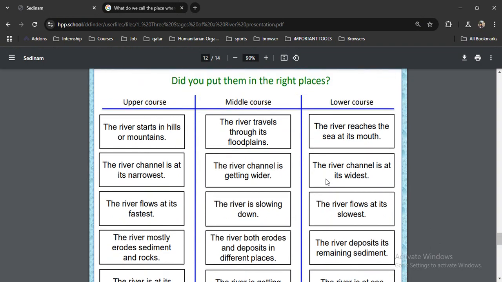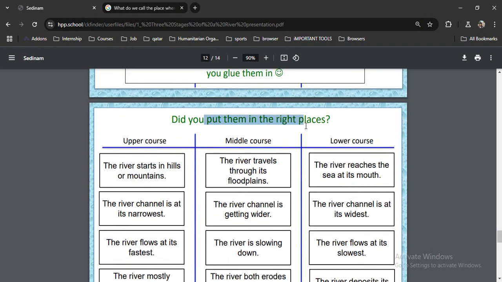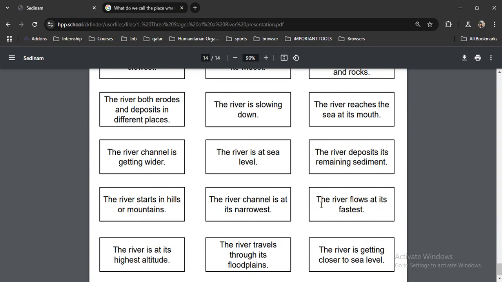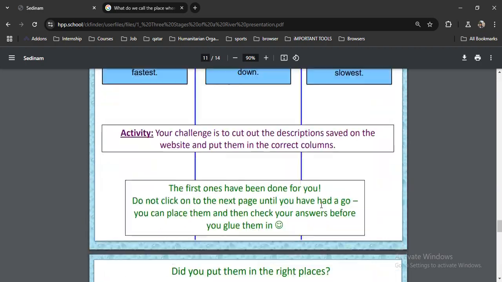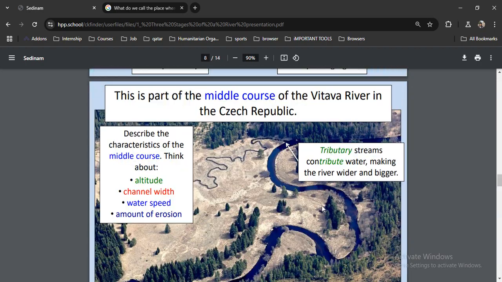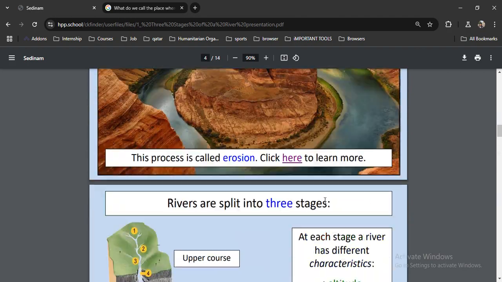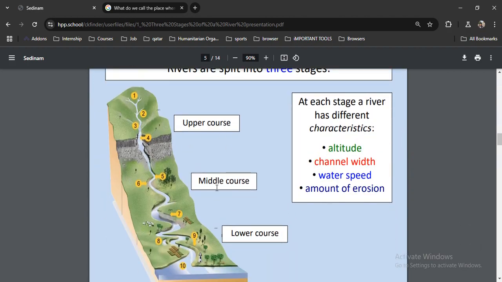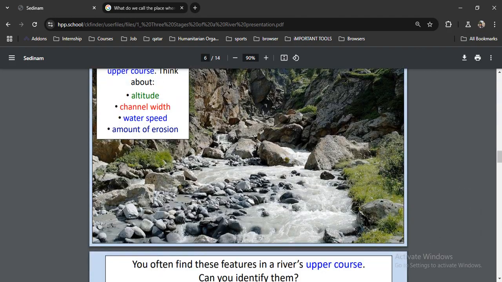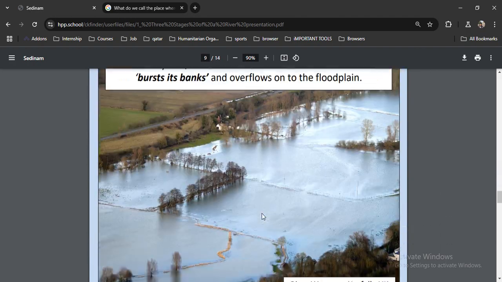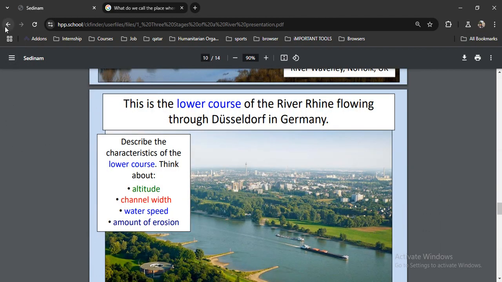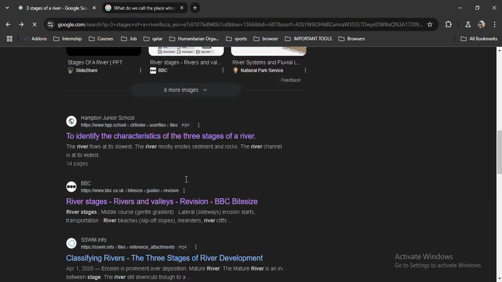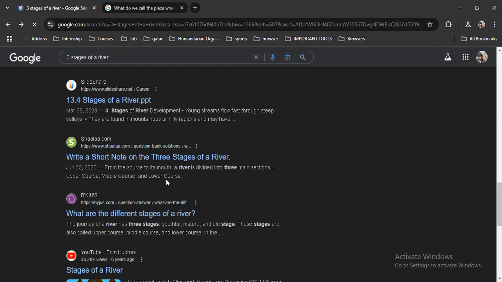So this is all about whether you put them in the right place. Okay, this one was good to see. It has something easy to understand. This is the upper course, middle course, and okay, that was all for today. No, I need to read more.